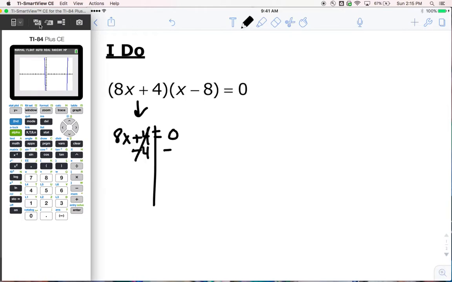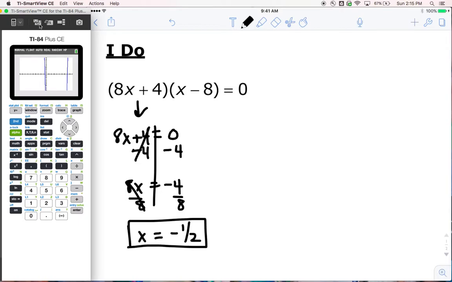I'm going to start by subtracting 4. Now I've got 8x equals -4. Now I'm going to divide out the 8. So I've got x equals -4 divided by 8, which I hope we know is -1/2, which is great because that is totally what I see in the graph. -1/2 is what I would have guessed. Looks like I would have been right.